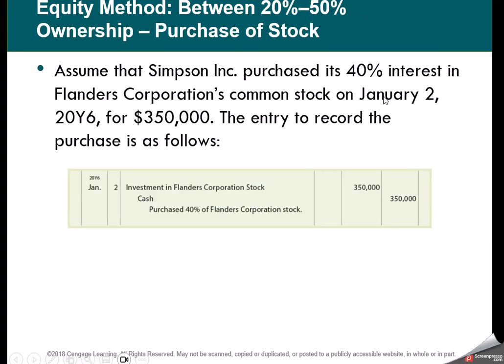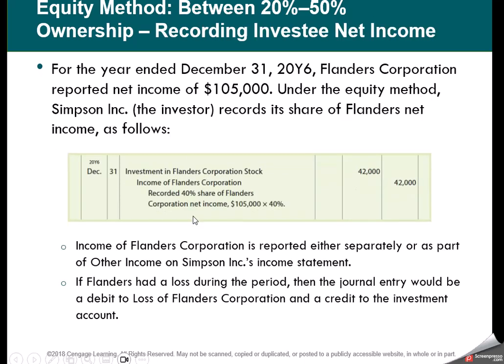So here we purchase 40% for $350,000, it goes into the investment account and we credit cash. Then when they show us their income statement, and they had $105,000 for the year, we're going to record 40% of that as income on our books.